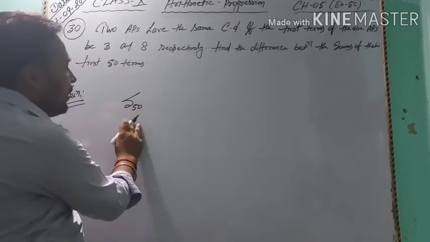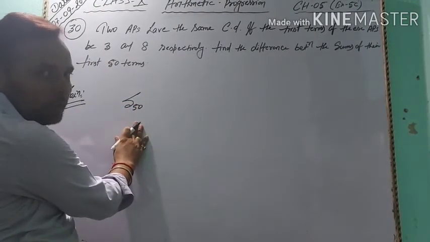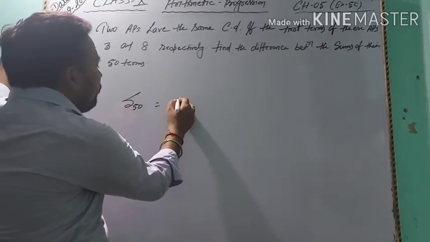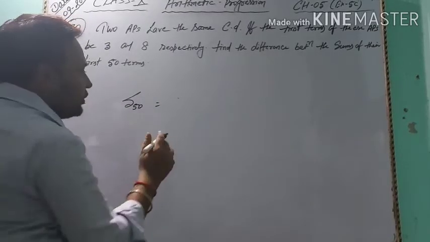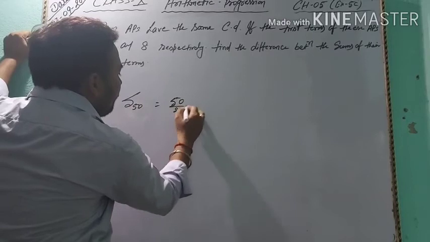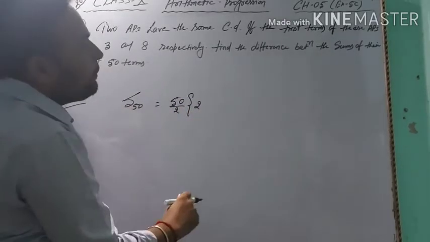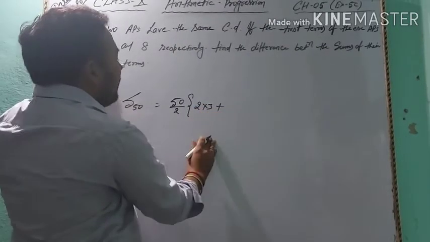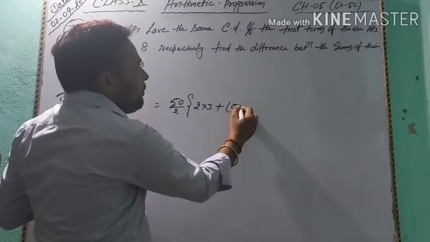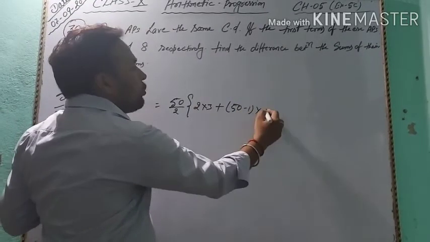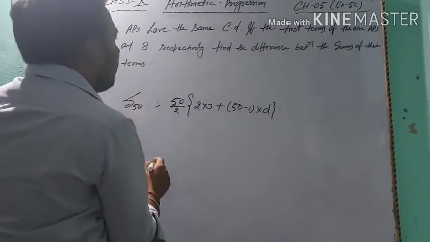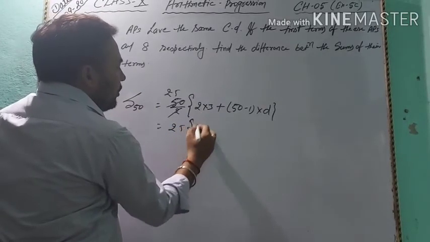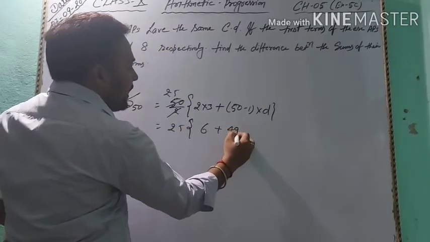S50, the sum of 50 terms of the first AP. S50 equals n by 2 into 2A plus n minus 1 into D, that is 50 by 2 into 2A. The first term of the first AP is 3, so 2A plus 50 minus 1 into D, where D is the common difference, that is 25 into 6 plus 49D.